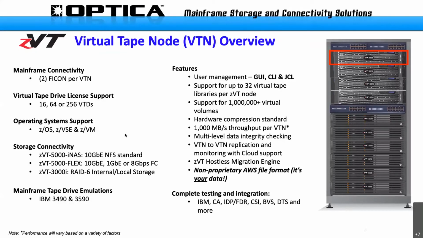It's straight out, obviously mileage is going to vary, but roughly 1,000 megabytes per virtual tape node. So depending on how your system is architected, in this case, the picture shows 4 VTNs in an iNAS system. You would expect to achieve about 4,000 megabytes a second in that system on the right there.